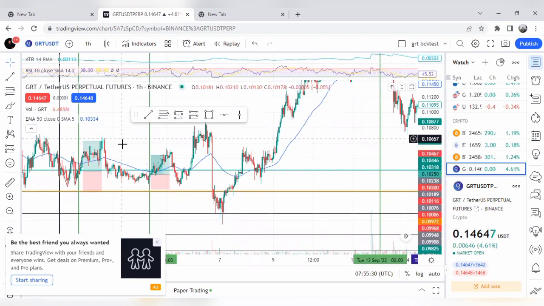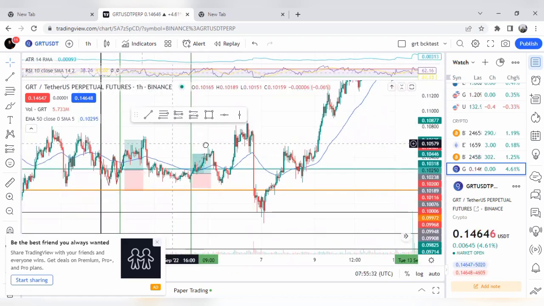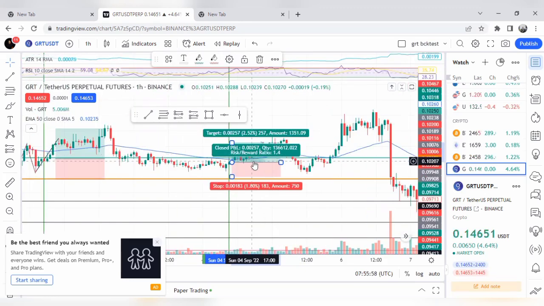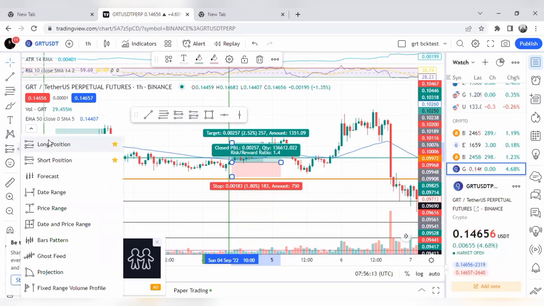But for us to know how to input some of these trades into the spreadsheet, once you've placed your position tool properly, you can then see this. If you don't have a position tool on TradingView, you just come over here and pick a position, whether you want a long position or a short position. I starred it as one of my favorites so that I can have easy access to it here.